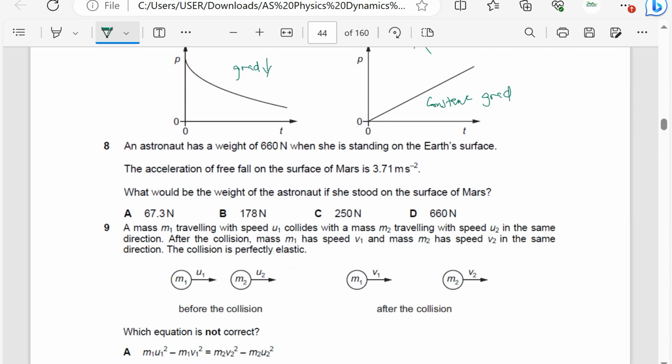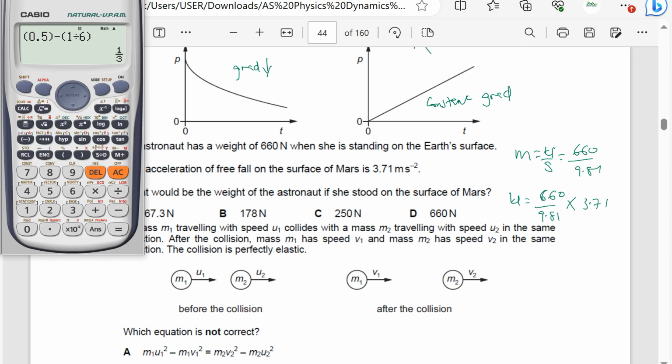An astronaut has a weight of 660 newtons when she's standing on the Earth's surface. The acceleration of free fall on the surface of Mars is 3.71 meters per second squared. What would be the weight of the astronaut if she stood on the surface of Mars? Okay, so we just need the mass because the mass is going to be the same. So the mass is equal to the weight divided by g, that is 660 divided by 9.81. So the weight on Mars is going to be mass times g, which is 660 over 9.81 times g on Mars, which is 3.71.